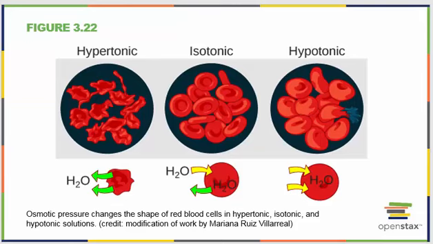Isotonic solutions are solutions in which the solute levels match the inside and outside of the cells, so the water level remains even and correct continuously.